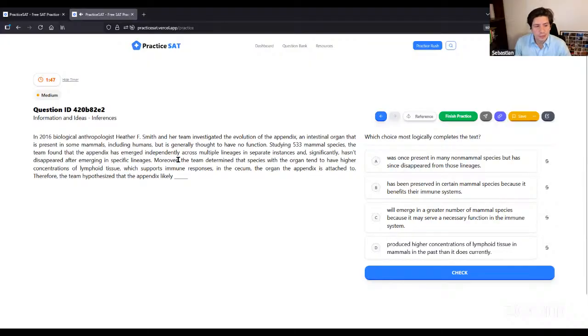On these types of questions, you want to focus on the ending more than anything. We're told that the appendix normally doesn't seem to have an effect, but species with it tend to have higher concentrations of the tissue in the organ it's attached to. So it's giving lymphoid tissue. It's going to be preserved in mammals because it benefits their immune system. So it's going to be B.